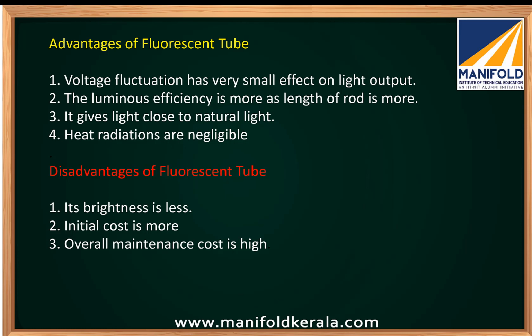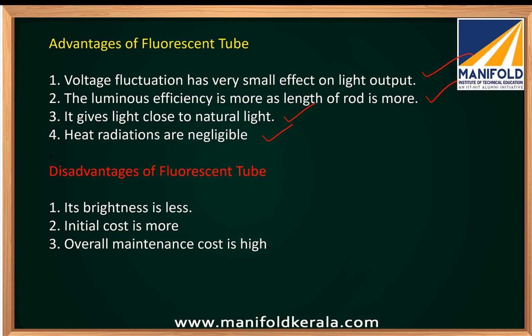Advantages of fluorescent tube is that voltage fluctuation has very small effect on the light output. The luminous efficiency is more, and as the rod length increases, it further increases. It gives light close to natural light. The heat radiations are negligible. These are the 4 advantages.